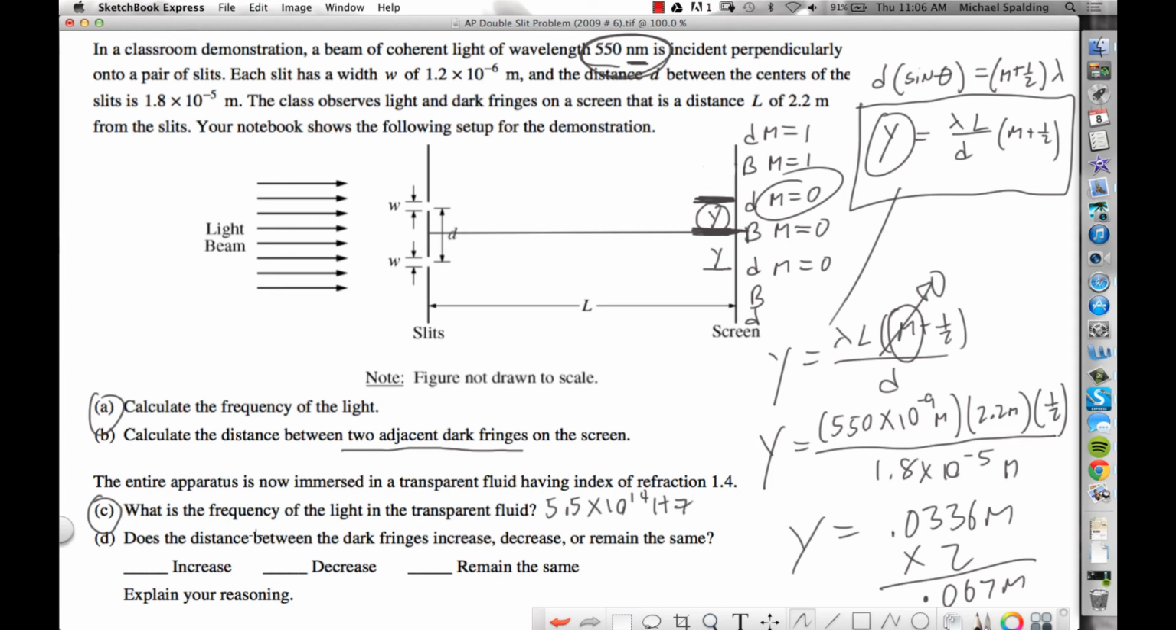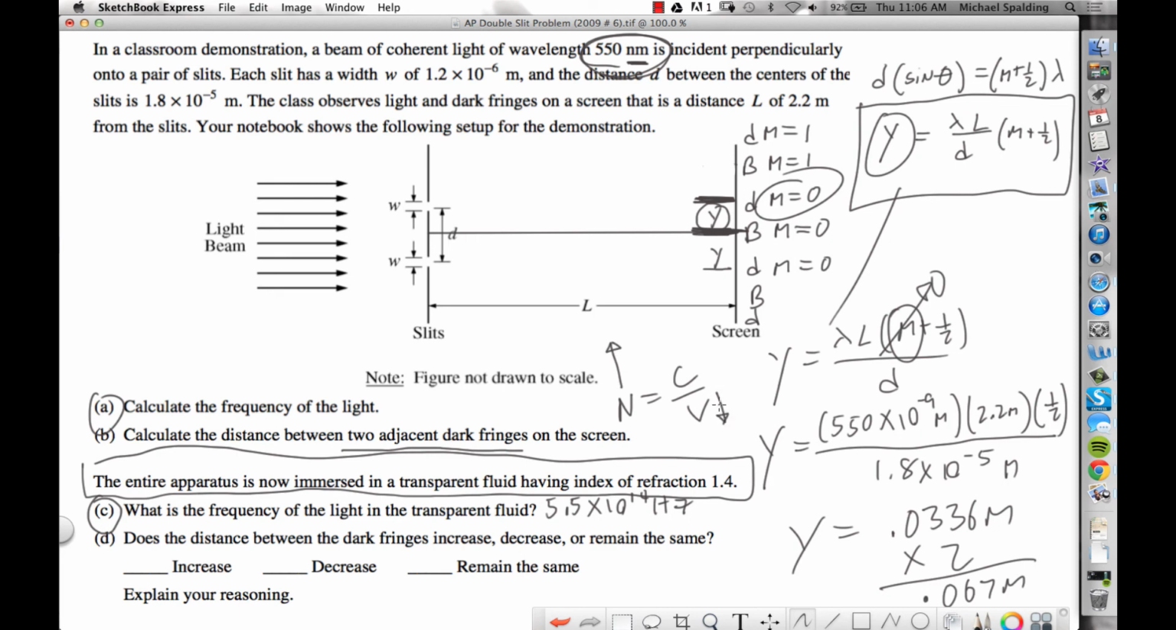D. Does the distance between the dark fringes increase, decrease, or remain the same? Oh, you know what? Well, what happened here? Well, they tell us right here. The entire apparatus is now submerged in a transparent fluid with an index of refraction of 1.4. Hey, man, what's going to happen to the speed of the light in this transparent fluid? Does the speed of the light go up or down? Down, because n equals c over v. If n goes up, then v goes down.